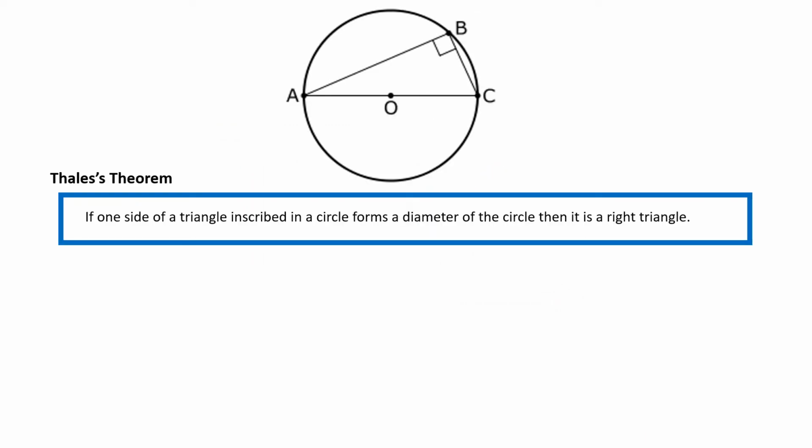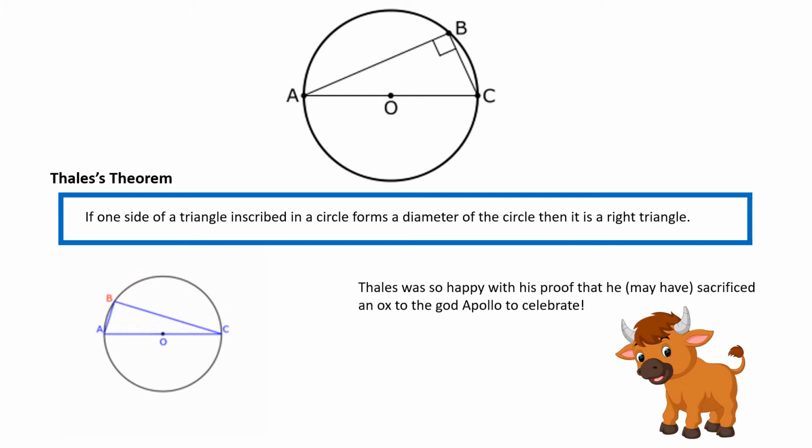One result that Thales is most famous for, so-called Thales's theorem, says that if you take a circle and then construct a triangle where one side of the triangle is the diameter of the circle, then the angle at B, the angle ABC, is necessarily a right angle. So we end up with a right angle triangle. And Thales was the first one to prove this, and he was so happy with himself that he went away and sacrificed an ox to the god Apollo.